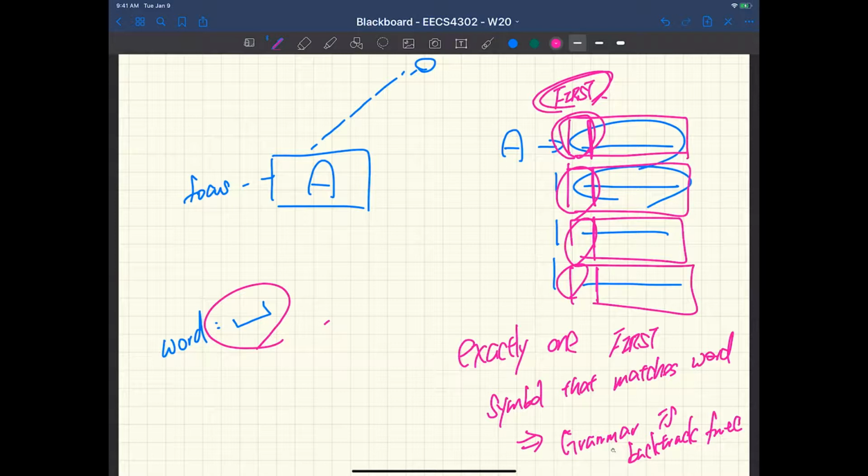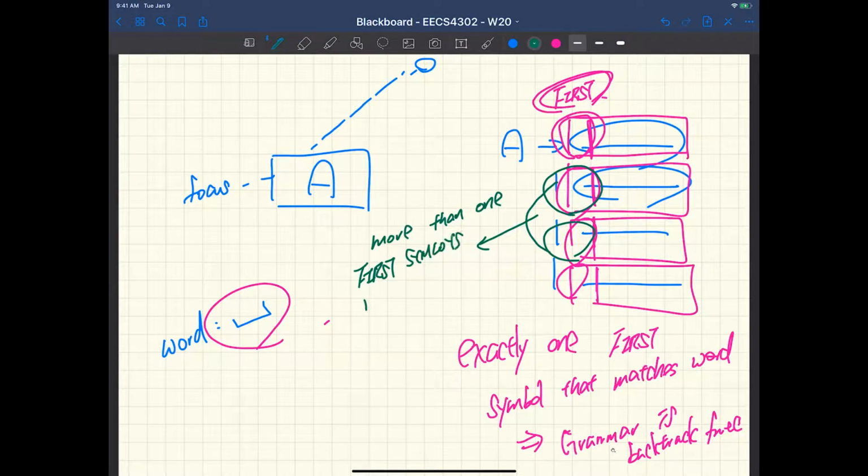Now, if for some reason your grammar is such that more than one first symbol matches the word, does this mean my grammar is ambiguous? No, don't get it wrong. That simply means the grammar is not backtrack free, which means if you use that particular grammar, you might need some backtracking. It doesn't really mean you cannot find a unique parse tree. Just get it clear.